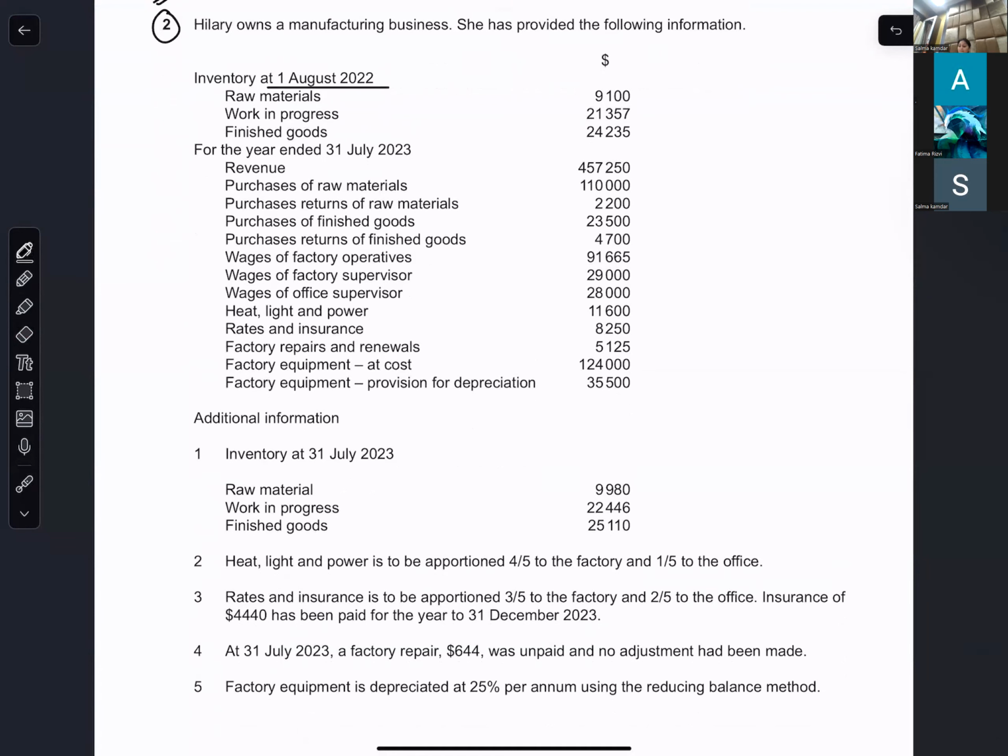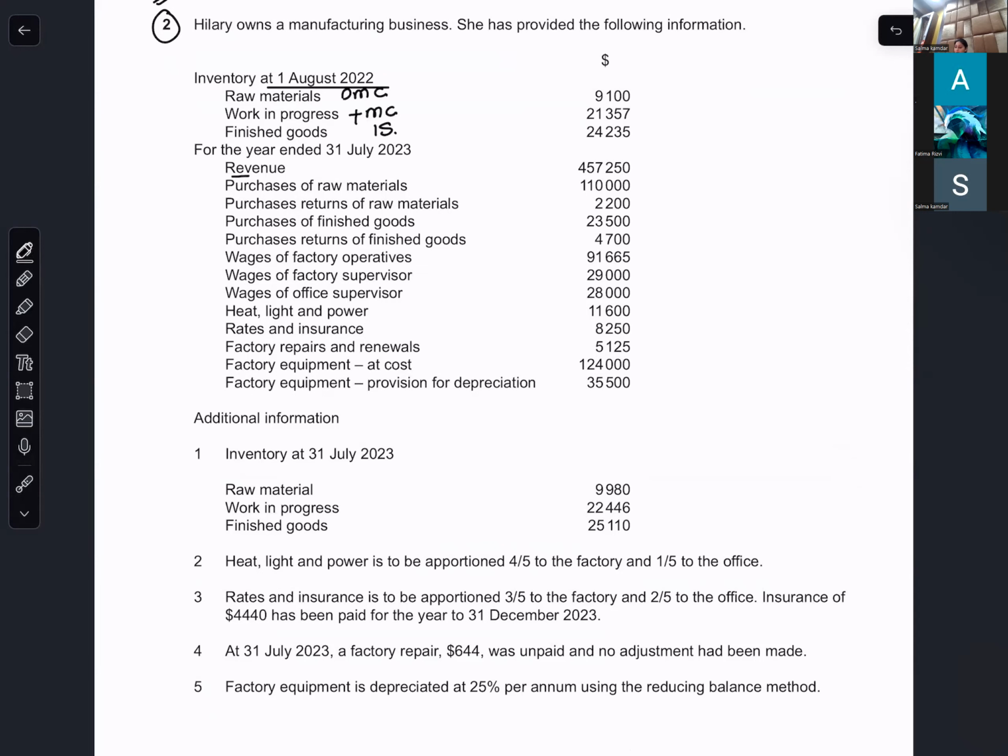I need you all to tell me where will the inventory of raw material go? DMC. TMC. Work in progress. Add to manufacturing cost. And inventory of finished goods, where will it go? Fatima, I need you also to answer. Income statement. Okay.